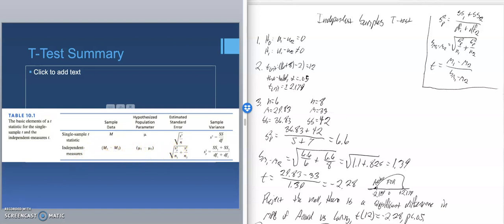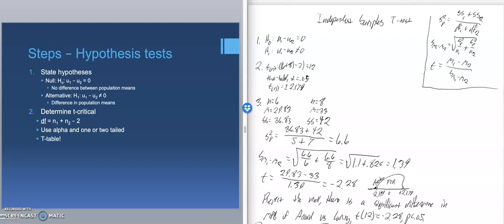Okay, so let's put that together in steps. Same basic steps that we've been doing. What's the null? What's the alternative? The null says that there's no difference between population means. The alternative could say, hey, there is a difference. Let's test for it, in this case a two-tailed test. To find the DF, I like to do what I think is the easiest way: add them together, subtract 2. You have to know if your alpha is one or two-tailed, and then you go to your t table and find your t critical.